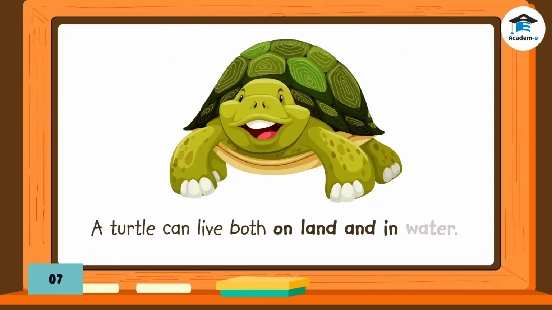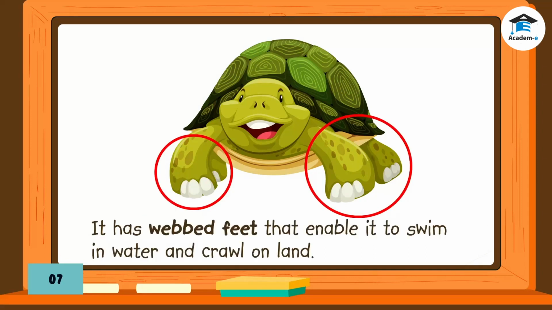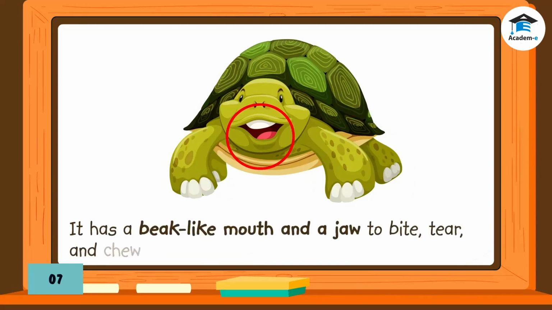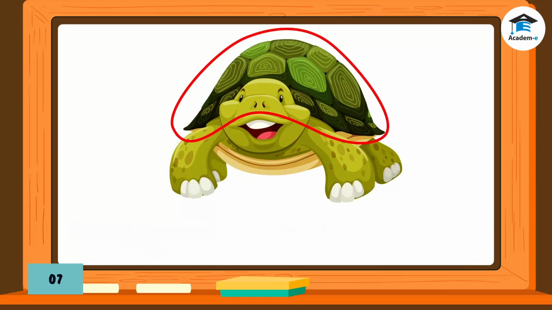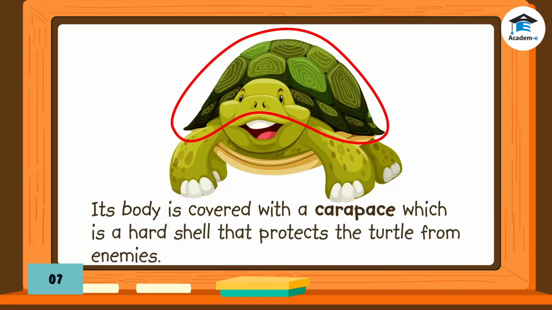A turtle can live both on land and in water. It has webbed feet that enable it to swim in water and crawl on land. It has a beak-like mouth and a jaw to bite, tear, and chew its food. Its body is covered with a carapace, which is a hard shell that protects the turtle from enemies.